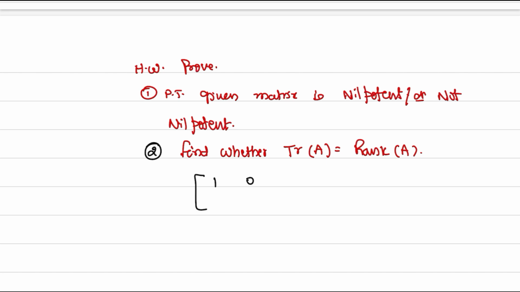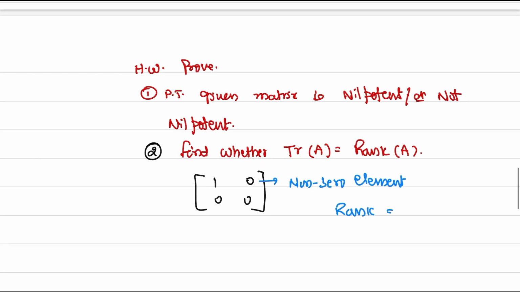Here in this case 1 0 0 0, because only one row is having a non-zero element, that is 1. Hence, rank is equal to 1. Only one non-zero element, only one row. Second row is full of zeros, we have to eliminate that. When you eliminate this, only one non-zero element, only one row, hence rank is 1.